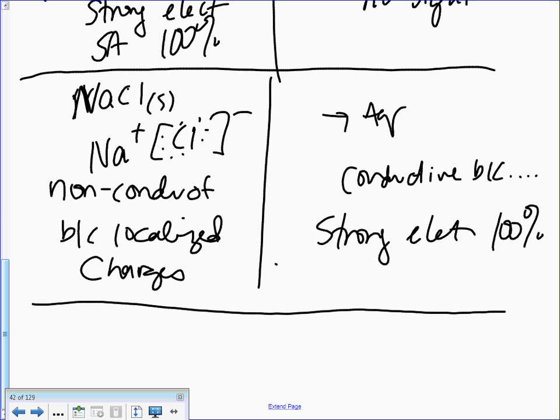So I would say it would be a non-electrolyte more than a weak electrolyte. So there's three terms: non-electrolyte, weak electrolyte, and strong electrolyte. Sugar would be a non-electrolyte. Give me something else. Mercury? No. That one's going to be metallic. It's always conductive.